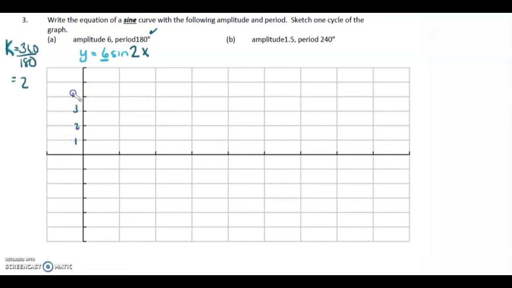So now, amplitude is 6. 1, 2, 3, 4, 5, 6. And -6. We have two periods here, 180 and 240. So I think going up by 45 is going to be okay. 45, 90, 135, 180.